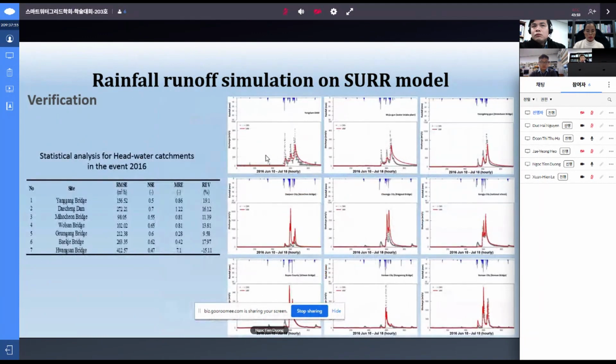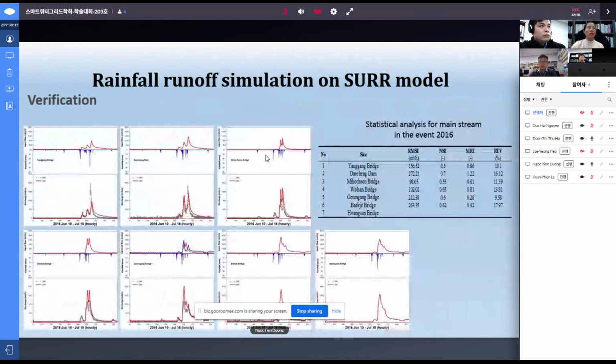and next I want to show the detail of the data comparison of the simulation result with observation data for the event in 2016, and then for the mainstream with the event in 2016.